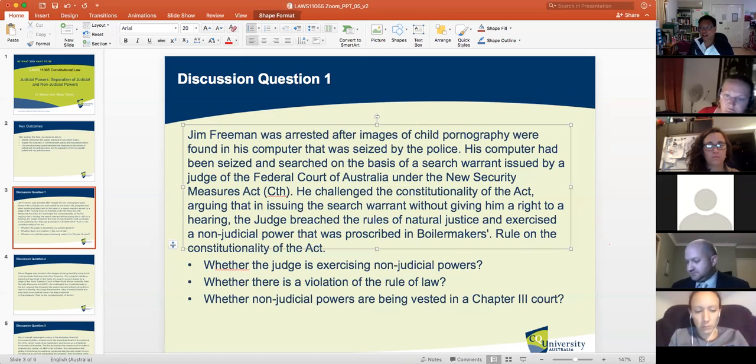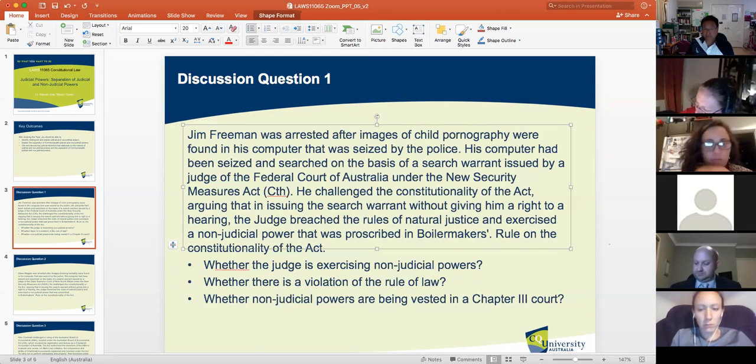So this is a classic instance where there is the exercise of non-judicial power because there is no matter. So we've answered that basic question. There is obviously no matter that is involved. So therefore, the judge is exercising a non-judicial power. Given that the judge is exercising non-judicial power, does it then mean that this is contrary to the Boilermakers case or the separation of powers?